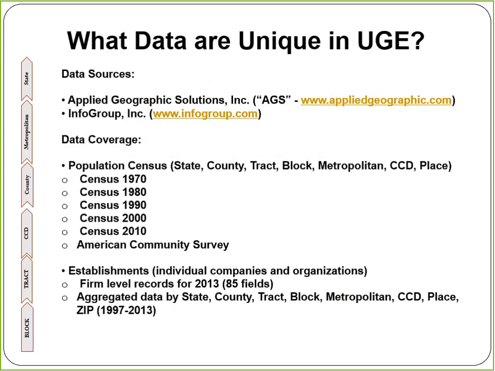These data are primarily from Applied Geographic Solutions, the company, and also from Info Group Incorporated. The population census data is originally from the US Bureau of the Census. They have been processed and made into a base map, so the map can be comparable across the different years: 1970, 80, 90, 2000, and 2010. And the business data has also been processed based on those base maps, with different neighborhoods.